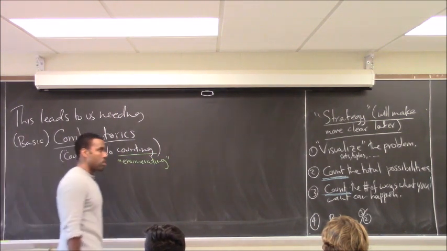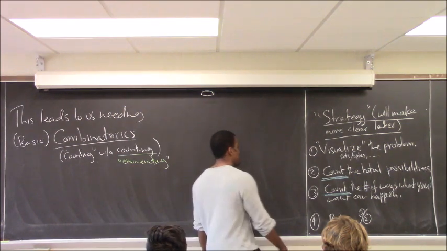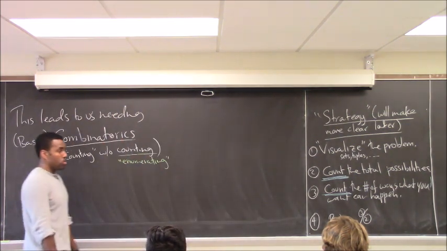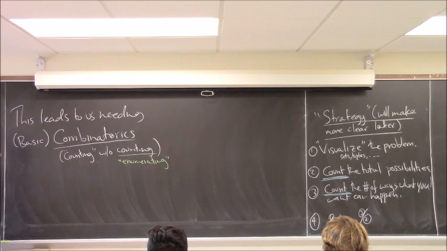Sometimes Venn diagrams can be helpful in probability. We'll actually use Venn diagrams to derive some of the formulas for probability. But once you can visualize something, you're going to need a way to count them. And so that actually leads to counting.